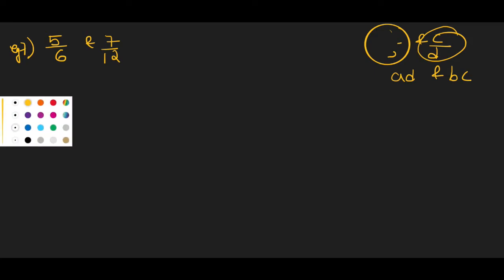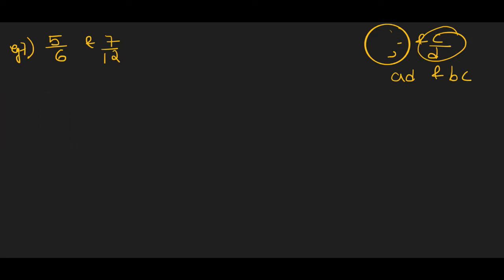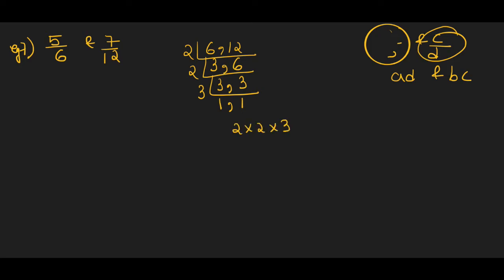Now what will we do here, children, is we will find the LCM of 6 and 12. So children, the LCM of 6 and 12 will be: 2 3s are 6, 2 6s are 12, 2 3s are 6, 3 1s are 3, 3 1s are 3. So when we find the LCM, 2 into 2 into 3, 2 2s are 4, 4 3s are 12. So the LCM of 6 and 12 is 12.